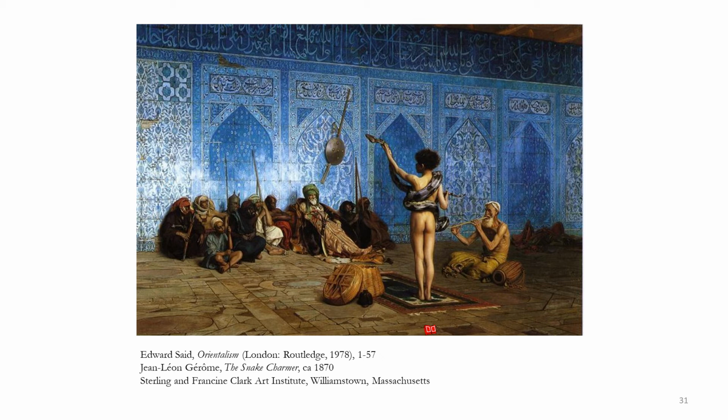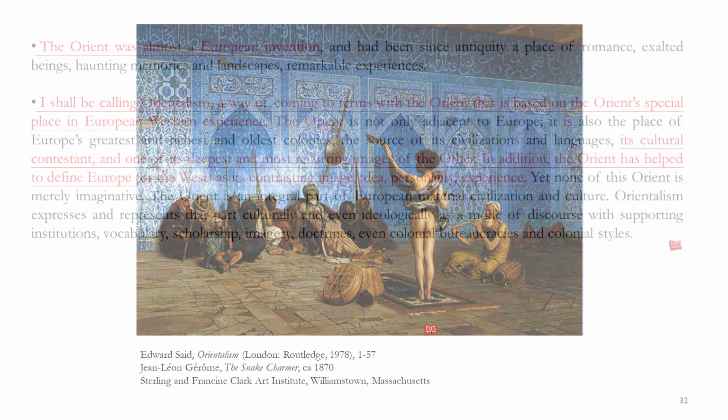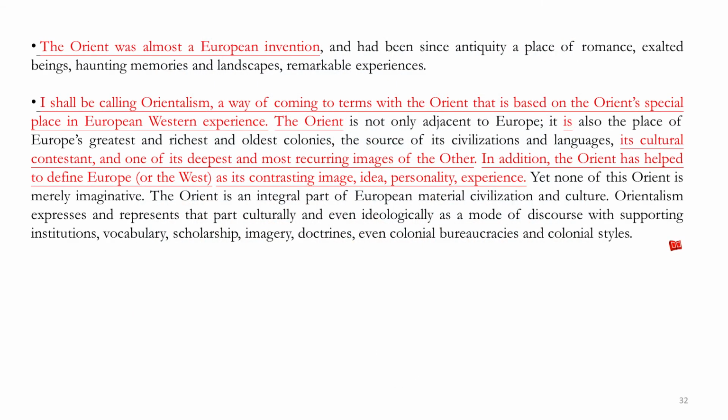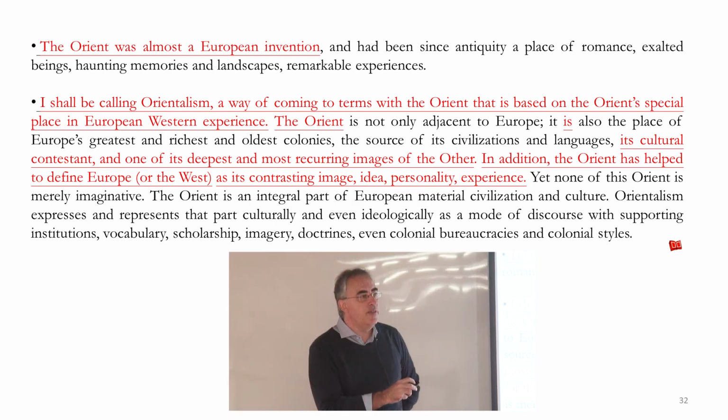Now, Said offers us another version for understanding what I've just told you. It's a much more complicated text, and unfortunately we don't really have time to fully explore it. I will just move very quickly, focusing only on a few lines on these slides. The first one, I think, is also one of the most important ones. It's at the very beginning of Said's book. The Orient was almost a European invention.